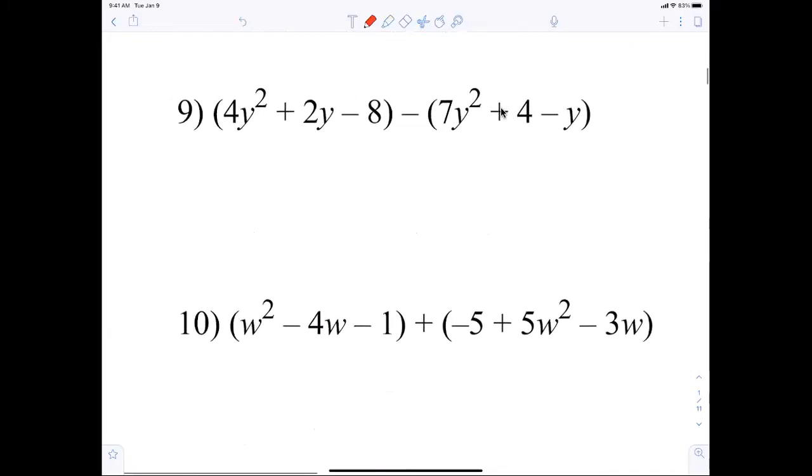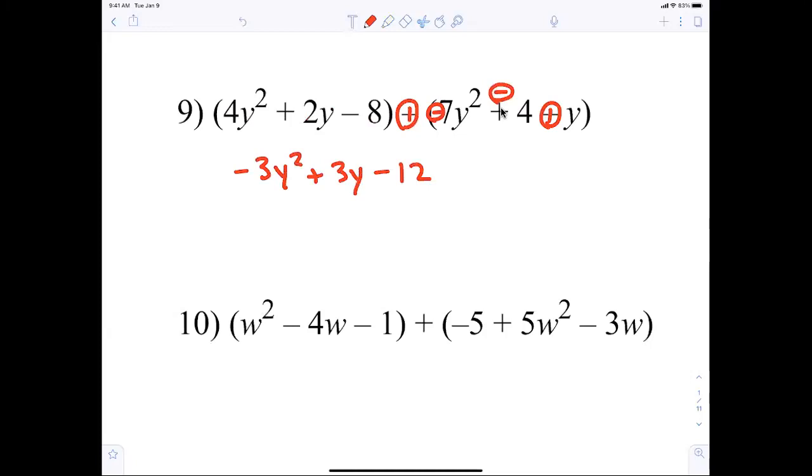Number 9. Again, another subtraction. Change it to plus, negative, negative, plus. Negative 3y squared plus 3y minus 12. Any issues? Yes, ma'am. Does it matter if you put the 12 or the 3 first? Say it again. If you were to put the 12 in front of the 3.